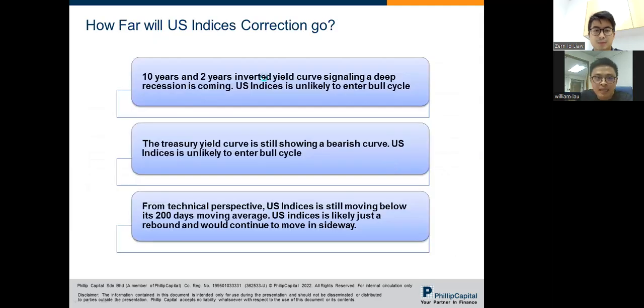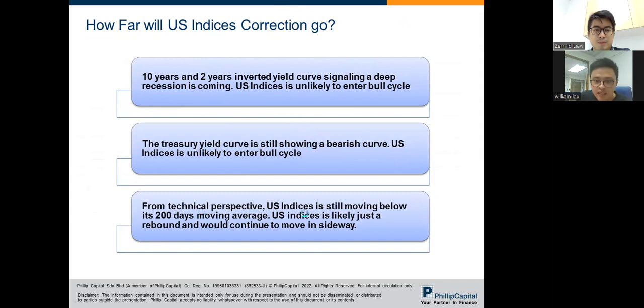So basically, to conclude my whole thing, how far will the US indexes correct? First, the 10 years and 2 years yield curve is signaling that a very deep recession is coming. US indexes are unlikely to enter a bull cycle. The second, the treasury yield curve itself is still showing a bearish curve to me. So US indexes are unlikely to enter a bull cycle.